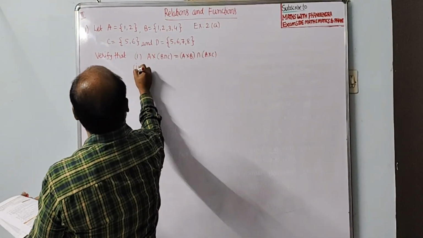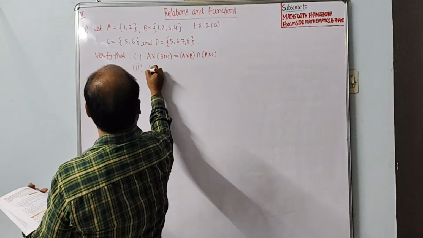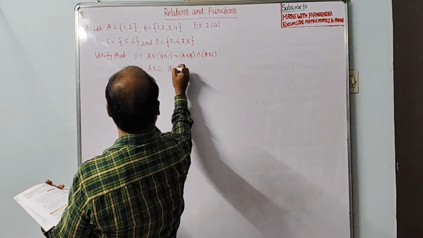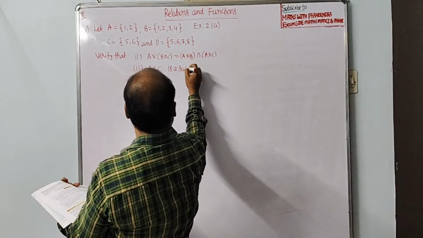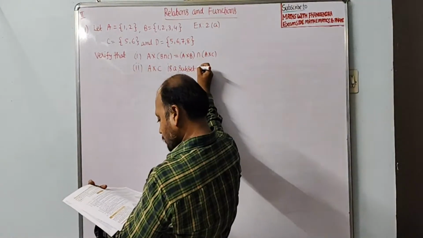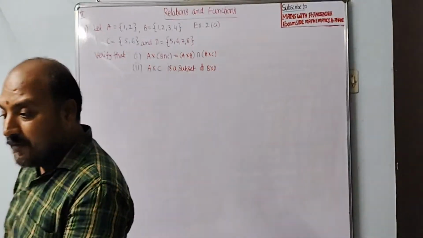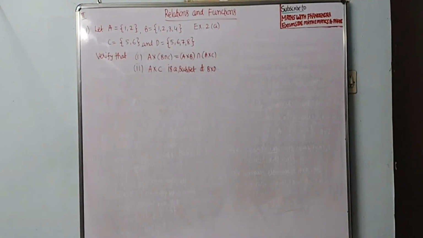Second one, A cross C is a subset of B cross D. So they are asking to verify whether the two statements are right or not. Yes, we will verify that.